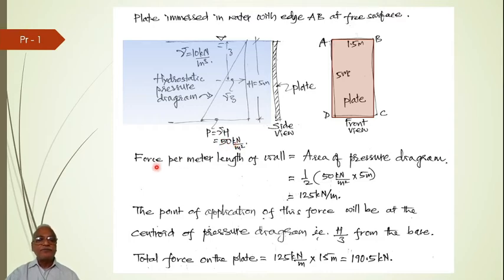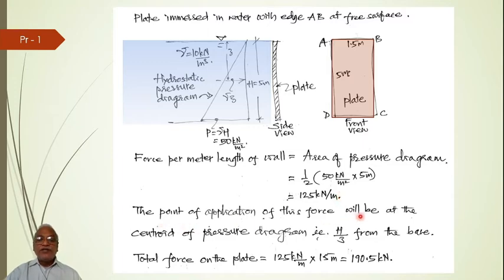Okay. Now force per meter length of the wall we have studied is equal to the area of the pressure diagram. So how will you calculate the area of the pressure diagram? It is a triangle. So half, base is 50 kilonewton per meter square into height is 5 meters. So this becomes 50 into 5, 250 divided by 2, that is 125. Units wise, it will be kilonewton per meter length, because it is force per meter length of the wall. It is 125 kilonewton per meter length.